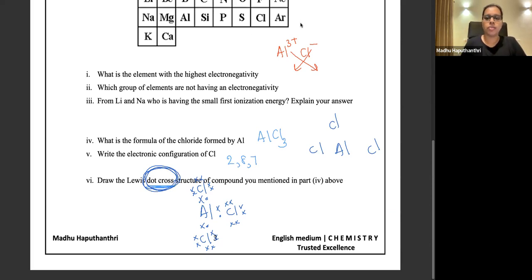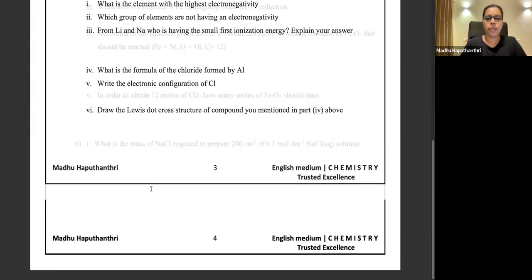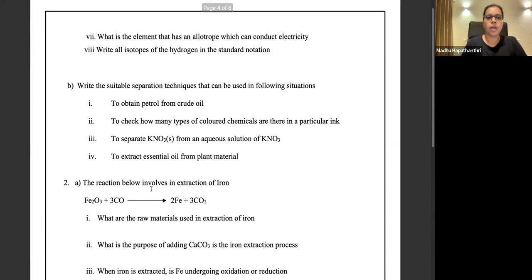Right, moving. Then what is the element that has an allotrope which can conduct electricity? I'm asking for the element, right? Carbon, okay. Don't write it as graphite. I'm asking for the element. You can say the elemental symbol or the name of the element, carbon.